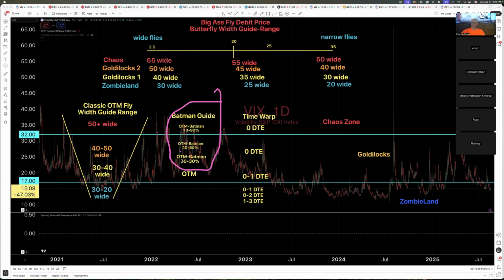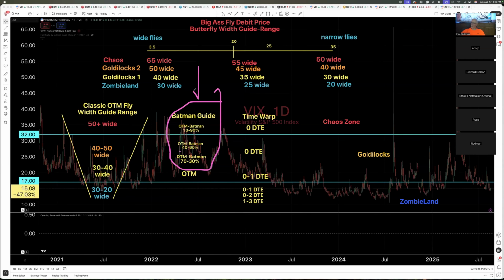So it's basically saying that when we have lower volatility, and we're in the middle range, like Goldilocks, you should be considering a Batman about 1/3 of the time. The rest of the time, out-of-the-money flies. As you go higher and higher, then the Batman becomes more attractive. So in the higher level of the Goldilocks zone, it's 40-60. And way up here, it's 10-90.